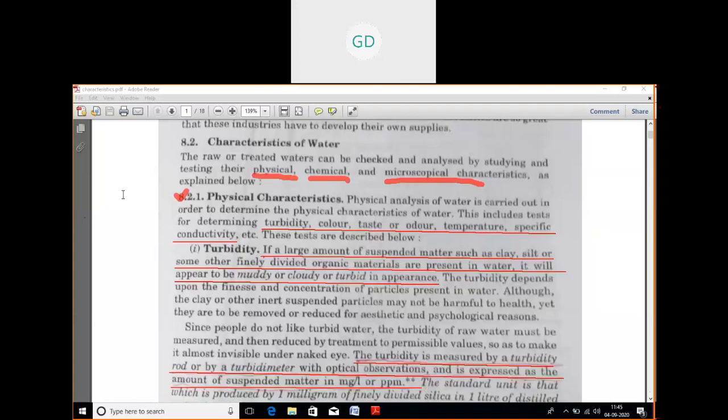I will write here one thing: 1 milligram per liter is equal to 1 ppm. So what is ppm? Parts per million. So if I say this sample of water has 2 ppm of turbidity, that means this sample of water has 2 milligram per liter of turbidity. Understood, everyone? 1 milligram per liter and parts per million are the same thing. So you should know this term. Somebody might tell you that 2 ppm of turbidity is present in water. Then you should know that he means 2 milligram of turbidity is present in that water.